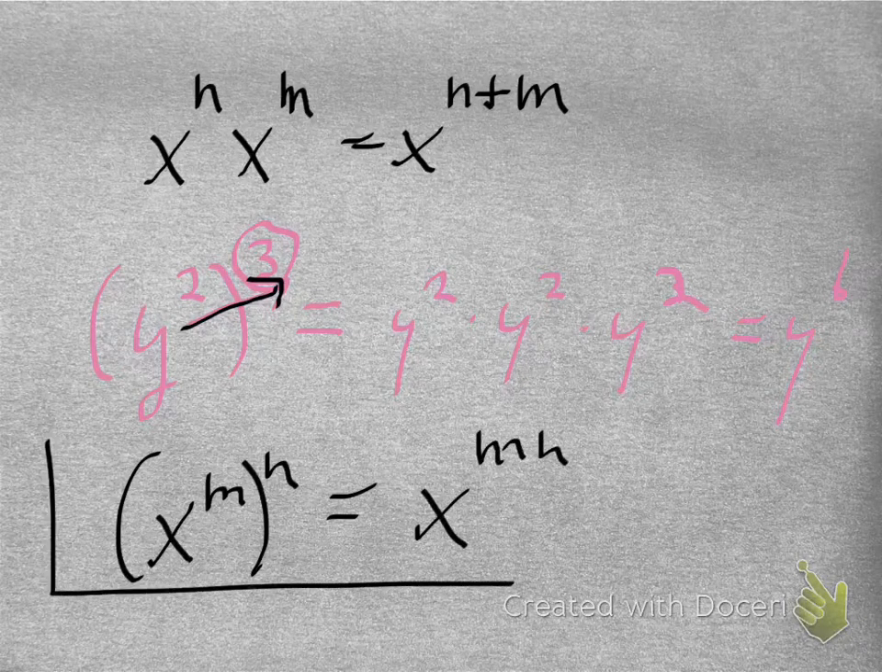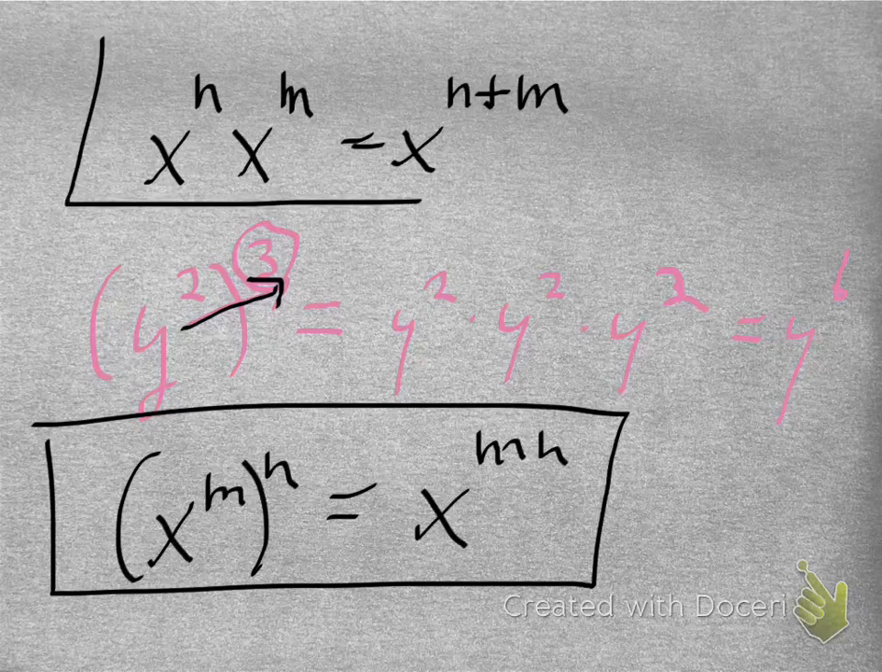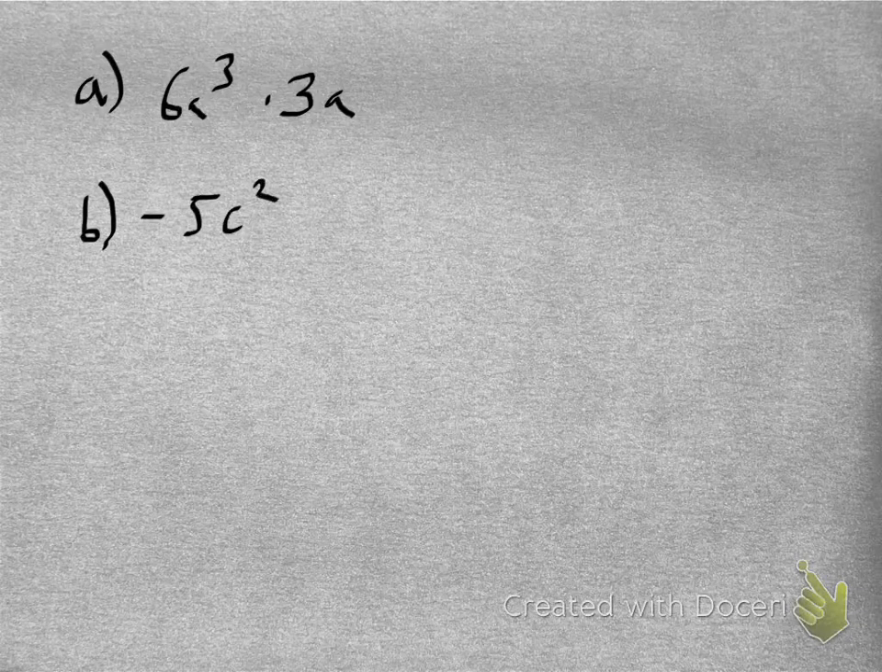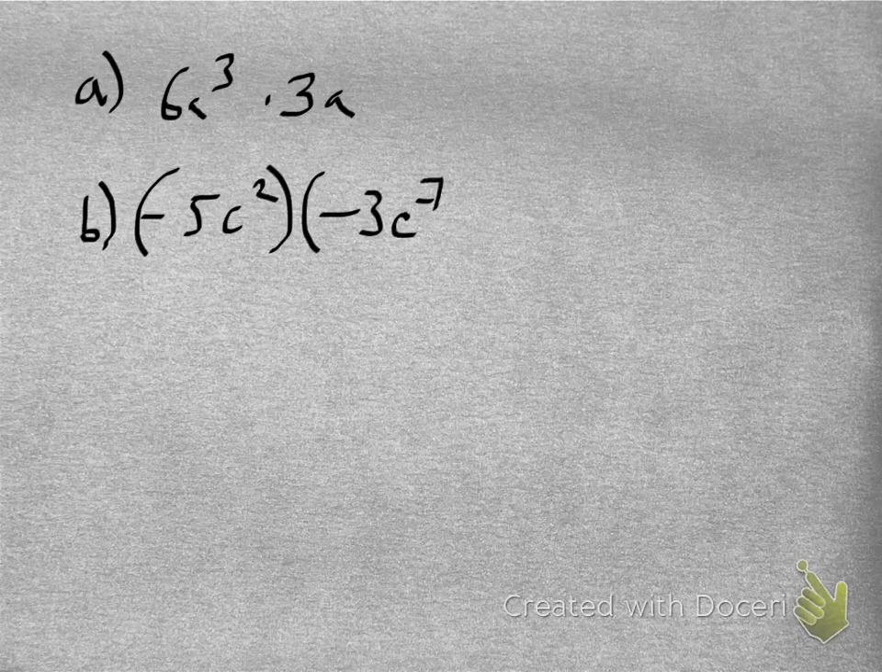So these are the 2 rules for dealing with exponents. Let's give it a little bit of practice, and we'll wrap this up. Let's just take some quick examples. Example A, let's do 6a cubed times 3a. By the way, the numbers you're going to treat like normal. You're just going to multiply them. B, let's do negative 5c squared, we'll put parentheses, times negative 3c to the 7th.